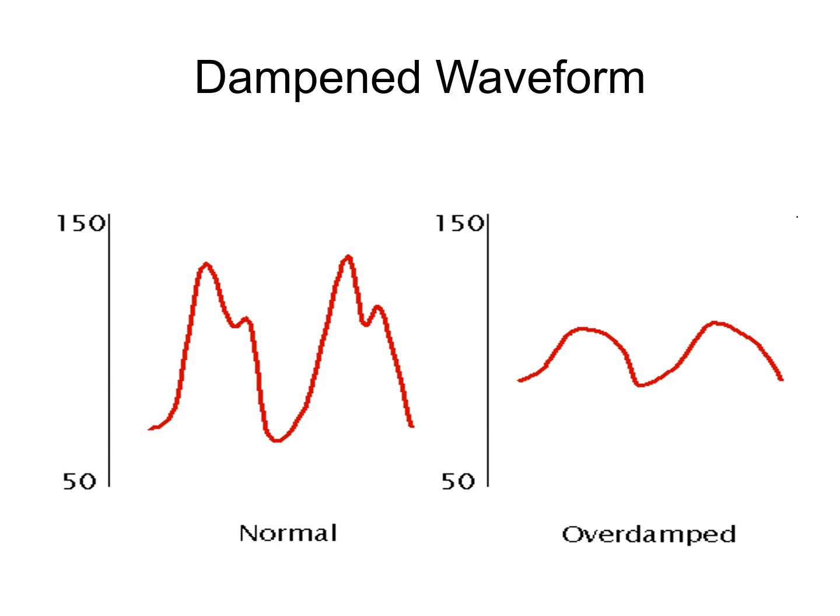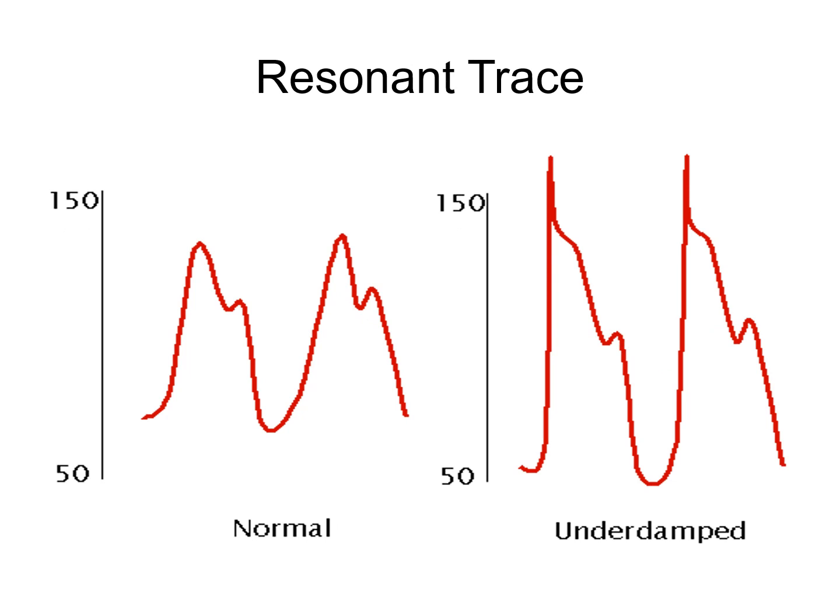Alright, so here's kind of what a dampened waveform is going to look like on the right side there. This other side is spiked, resonant trace. This is something else that you might see. This could be from increased vascular resistance.